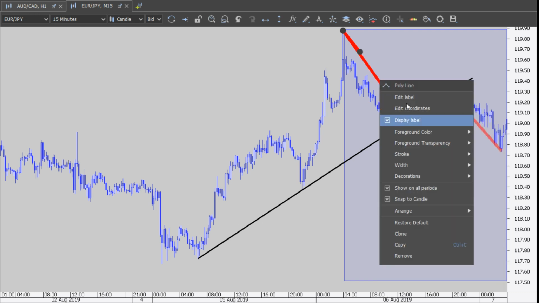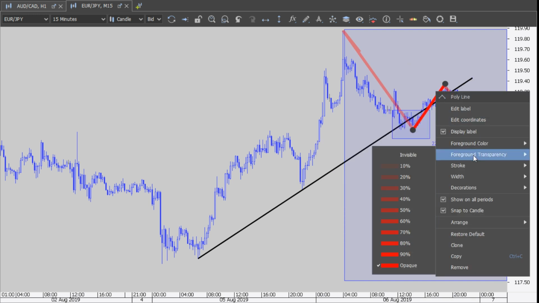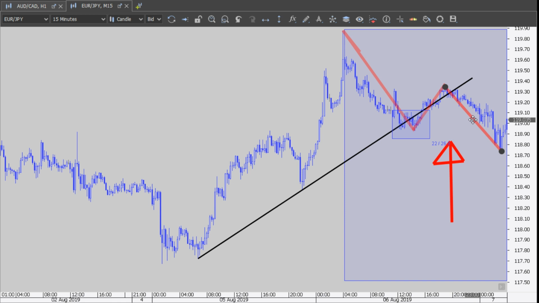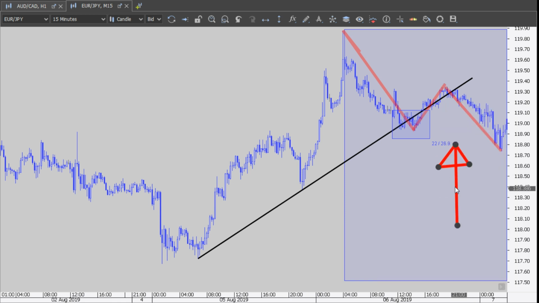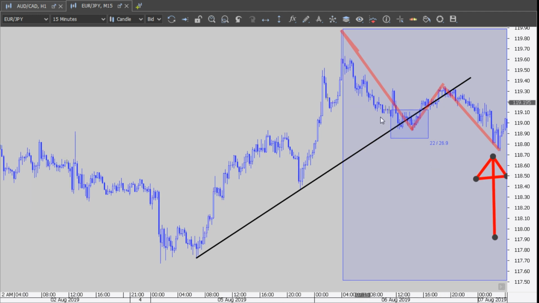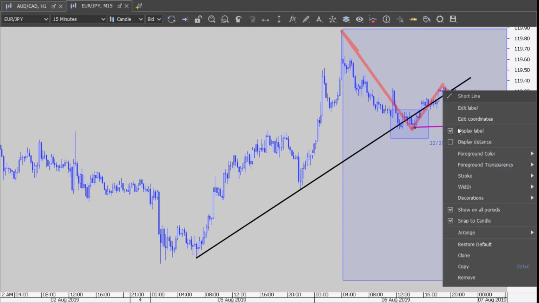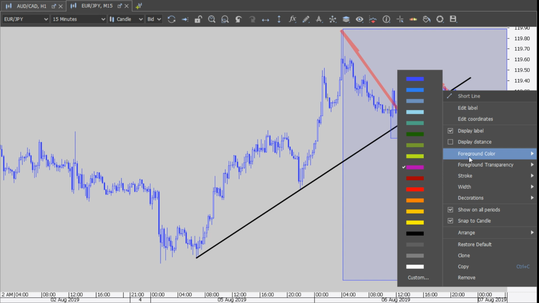Transparency, let's make it like this so you can see the candles. 40%, there you go. Okay, now we have extension, retracement, extension. Now the market is moving up, right? So what I can anticipate, okay, is that the market most likely is going to reverse at this level.